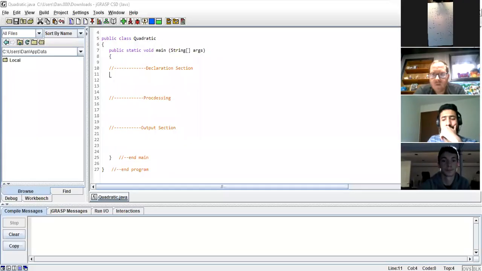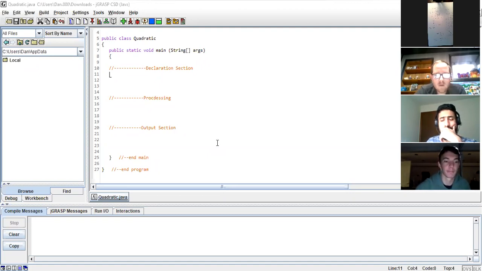Okay, so taking a look at my screen, we're going to work on these quadratics that we've been talking about. I'm going to come into my declaration section, and I'm starting to think of some variables that I might need. So somebody give me the name of a variable, something that's going to hold a value in this program. Thinking there's going to be 5 of them. Go ahead.